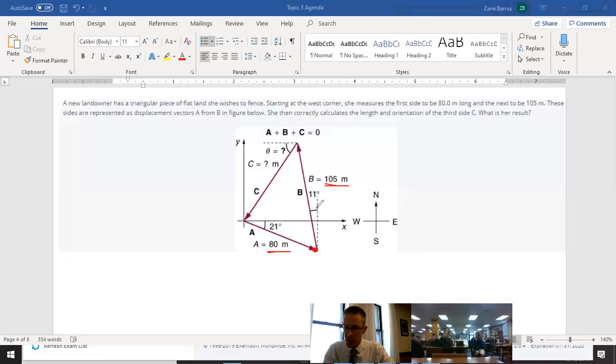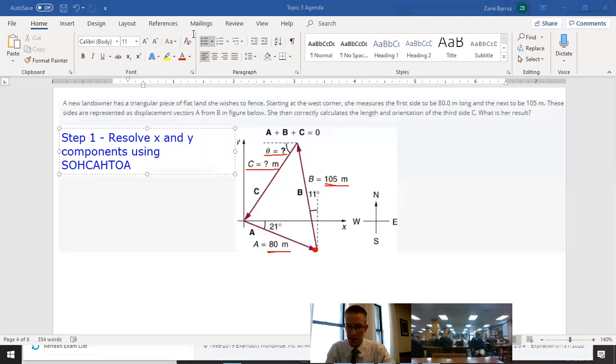What she wants to know is what is the final magnitude of the as-the-crow-flies vector. So vector C, she wants to figure out what's that magnitude and what is its direction, what's theta? So whenever you're solving problems like this, the first thing you have to do is resolve your components. Step 1: resolve your x and y components using SOHCAHTOA.